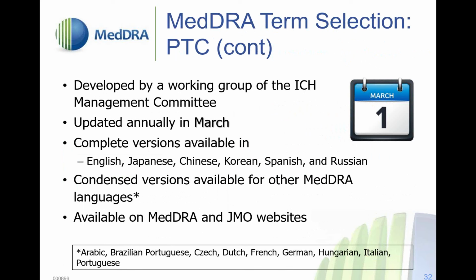So the ICH endorsed guidelines are available on the website. They are developed by a working group of the ICH Management Committee. They are updated once a year with the March release of MedDRA, so coming up soon in a couple of weeks. And the complete versions of the ICH points to consider guidelines are available in 6 languages, but there are also a group of languages where an abridged or condensed version of the term selection guideline is available. So please feel free to look at our website to find the one that you're interested in if you want some other than the English. And of course, they're available on the MedDRA and the JMO websites.